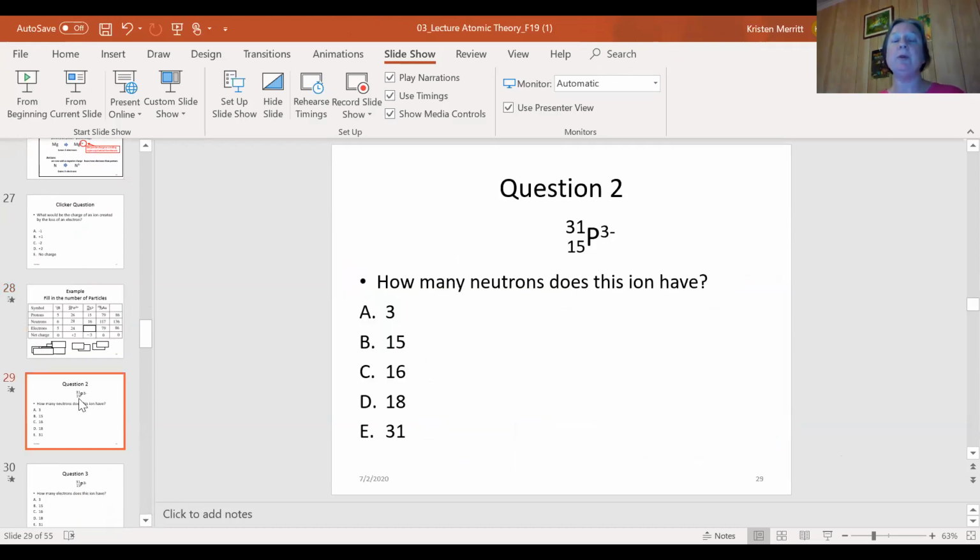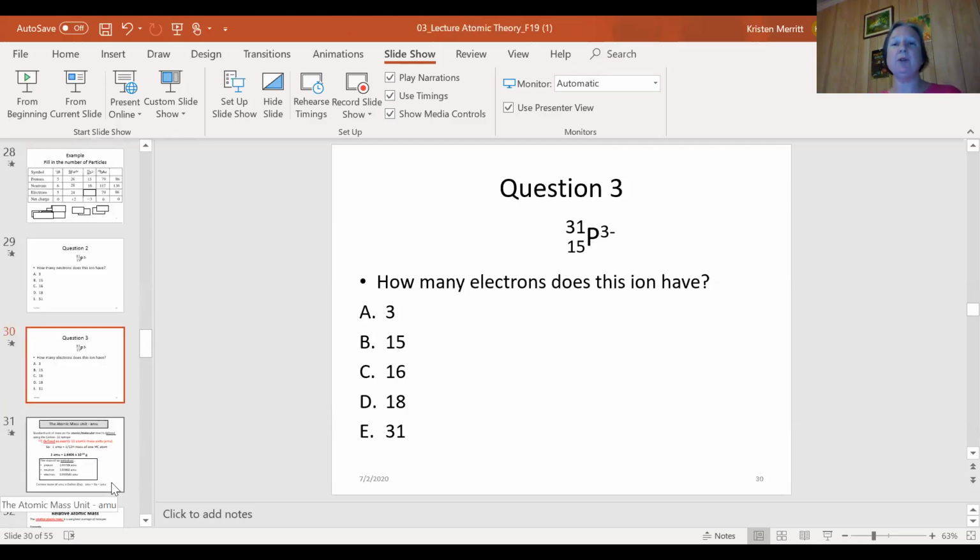So how many neutrons does this have? We aren't concerned for this question with the electrons because we want the neutrons, which is the mass. So we have 15 protons and 31 total protons and neutrons. So it's 31 minus 15, which, unless I've done the math wrong in my head, is 16, which it is.